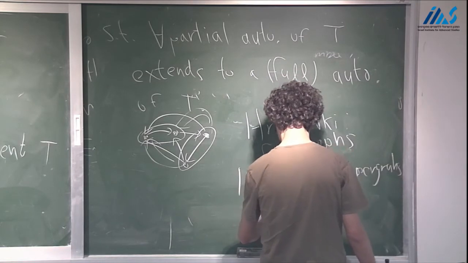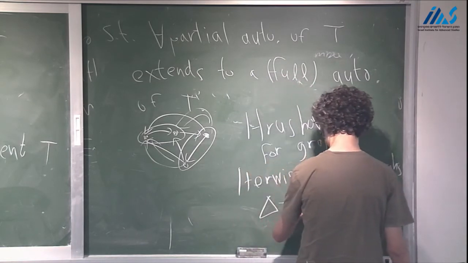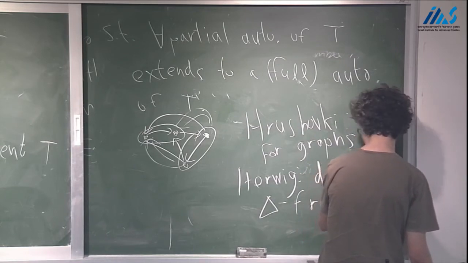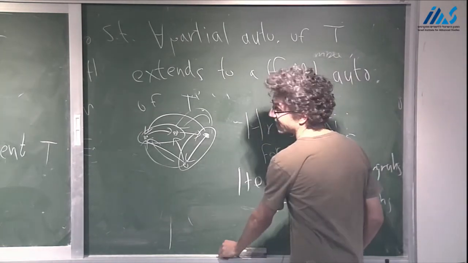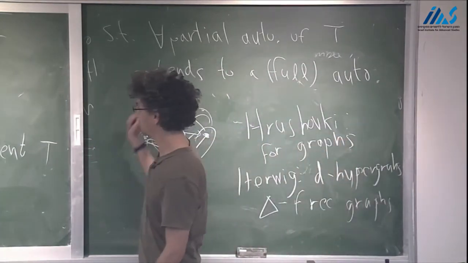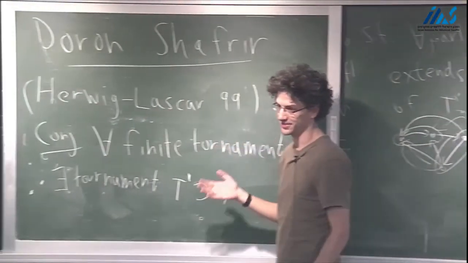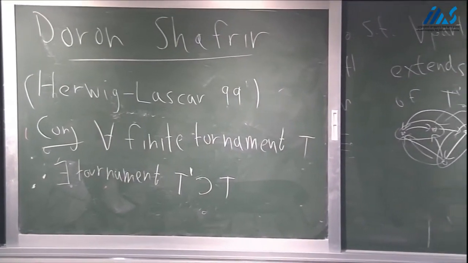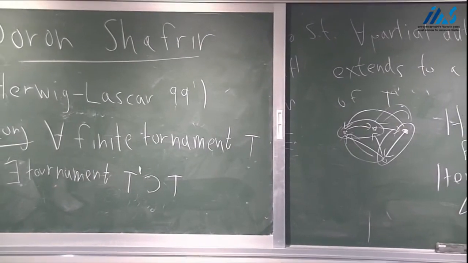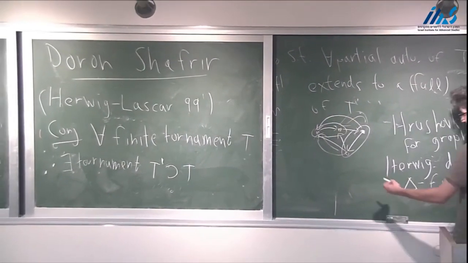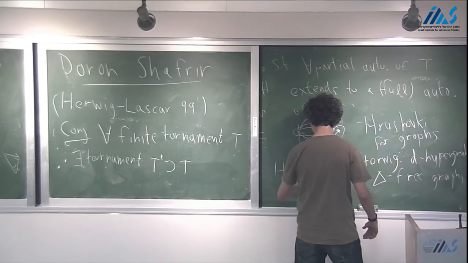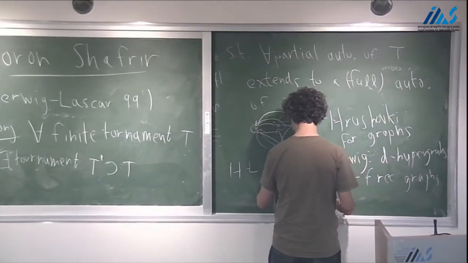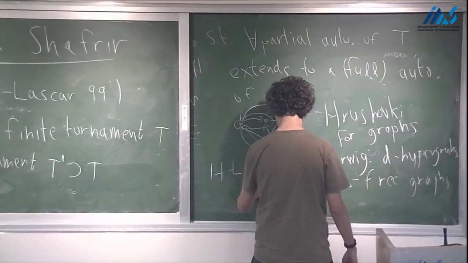And also for triangle-free graphs. So you can ask it for any class of models. And Herwig and Lascar, in this paper, they proved the strongest form that is known, which is just any kind of structures with several relations, so I'll just write it here. Herwig and Lascar proved it for finite relational structures.